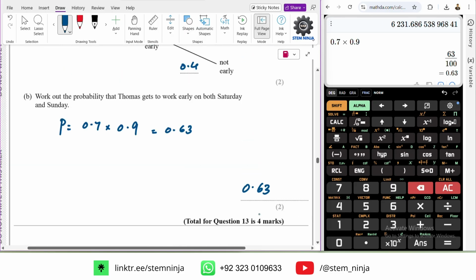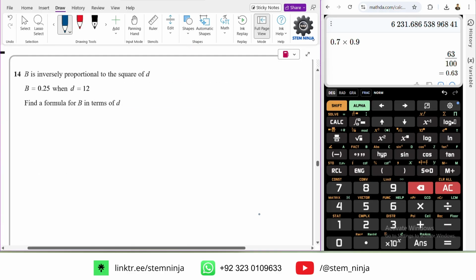Alright, so that's question number 13. Let's move on to question number 14. B is inversely proportional to the square of D. So inversely proportional to the square of D. Find a formula for B in terms of D.